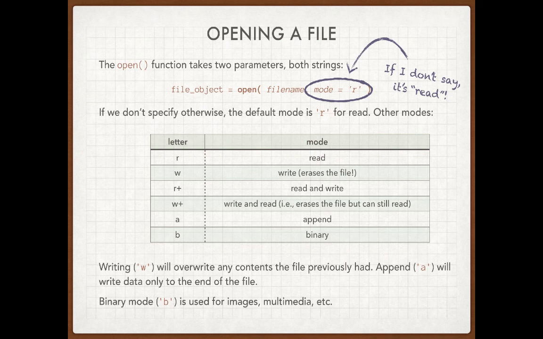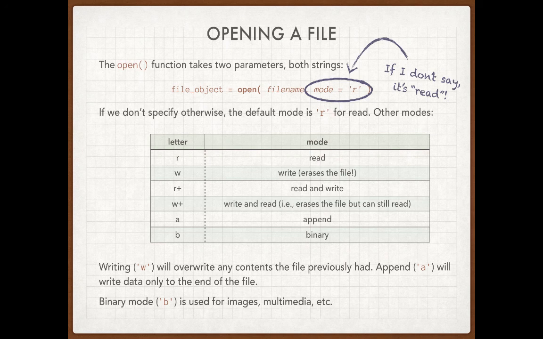Or if I'm working with images or multimedia stuff, audio, video, maybe some other things as well, I can use a B mode, which says that I'm using binary data. That means it shouldn't interpret that as text or anything else. So this is a really important component, but this is the thing you need to remember.